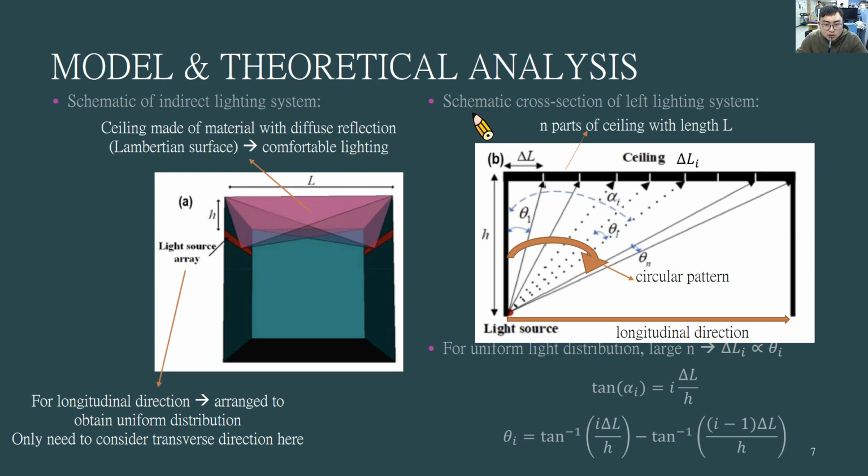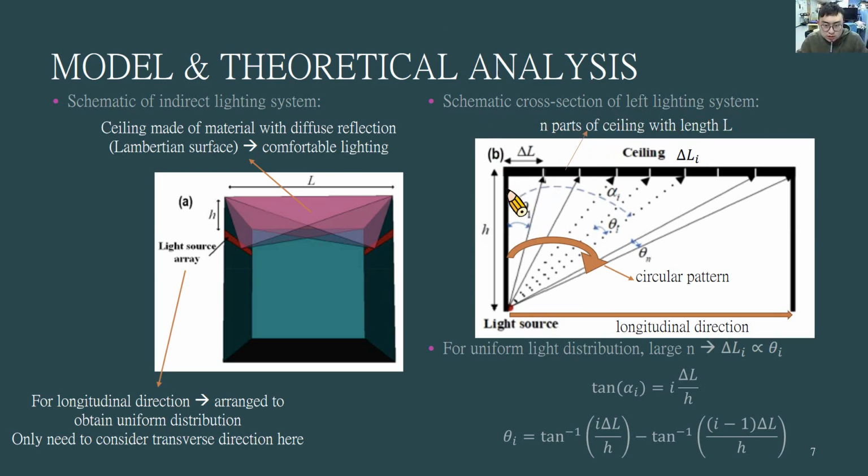Now we take the one from the left, and we have the schematic cross-section of the left lighting system. As we can see from the graph here, the height of the LED from the ceiling is h, and the ceiling has a total length of L.